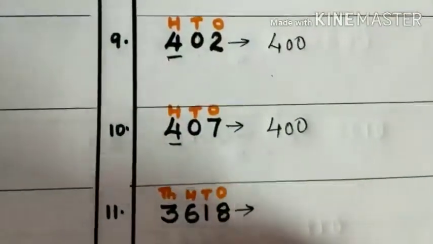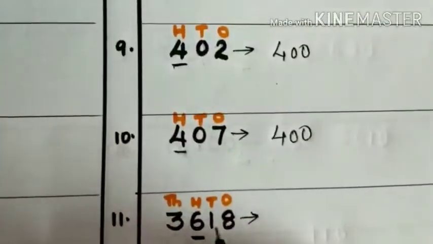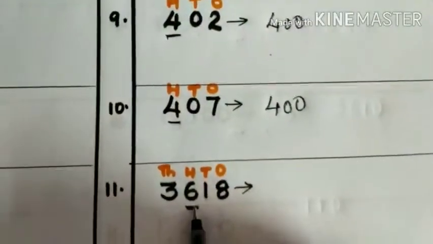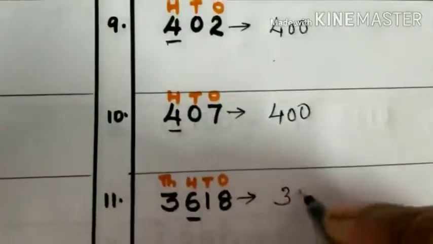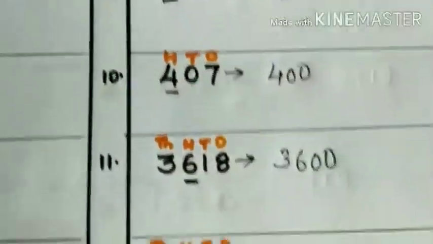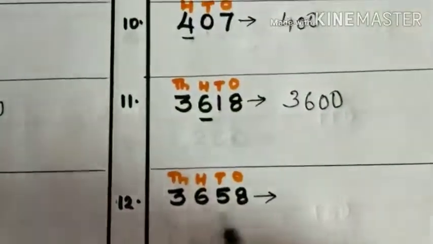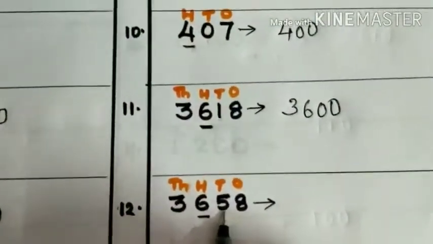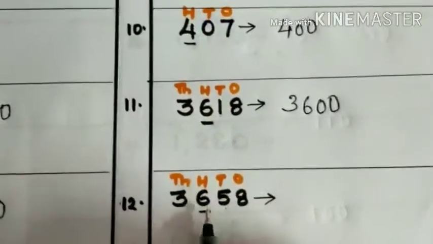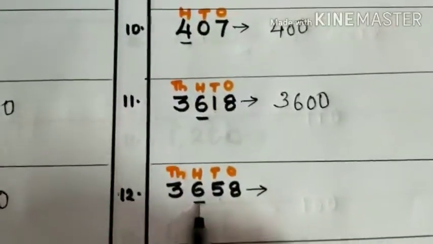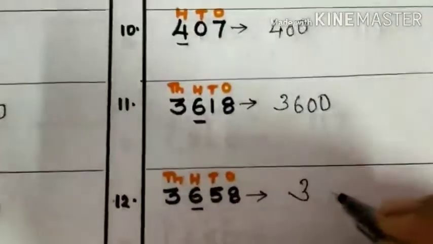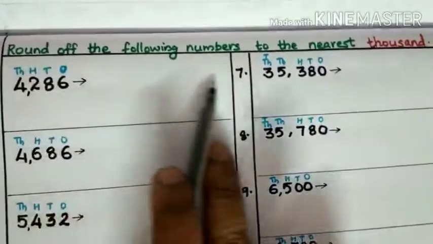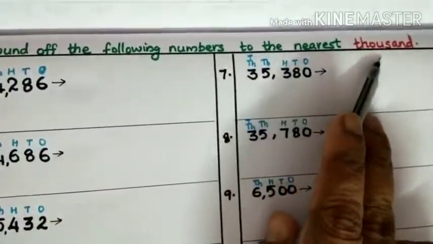3618. Underline the hundreds place digit 6. Next, tens place 1. 1 is less than 5. No change for 6. 3600. Underline the hundreds place digit 6. Next, tens place 5. If 5 or a greater number, then 6 will change and become 7. 3700.